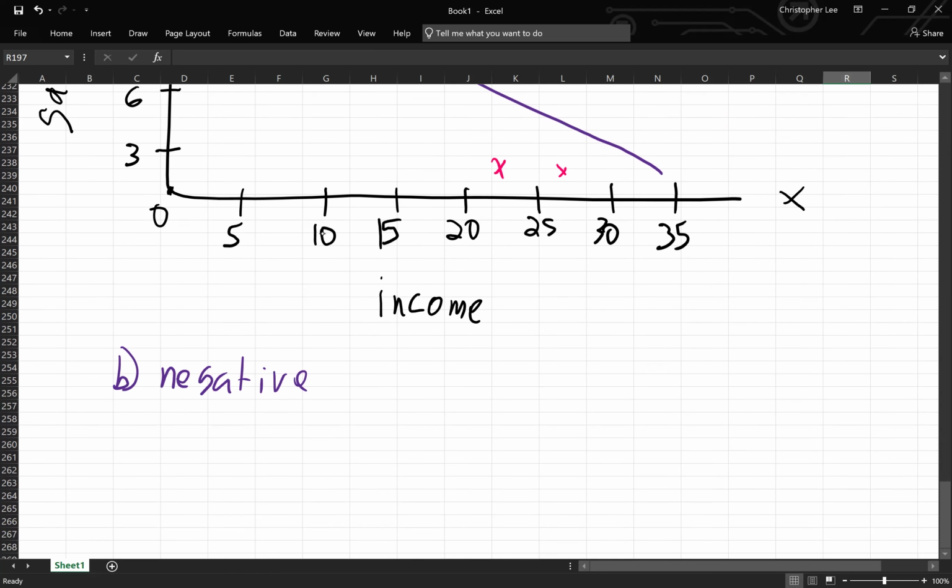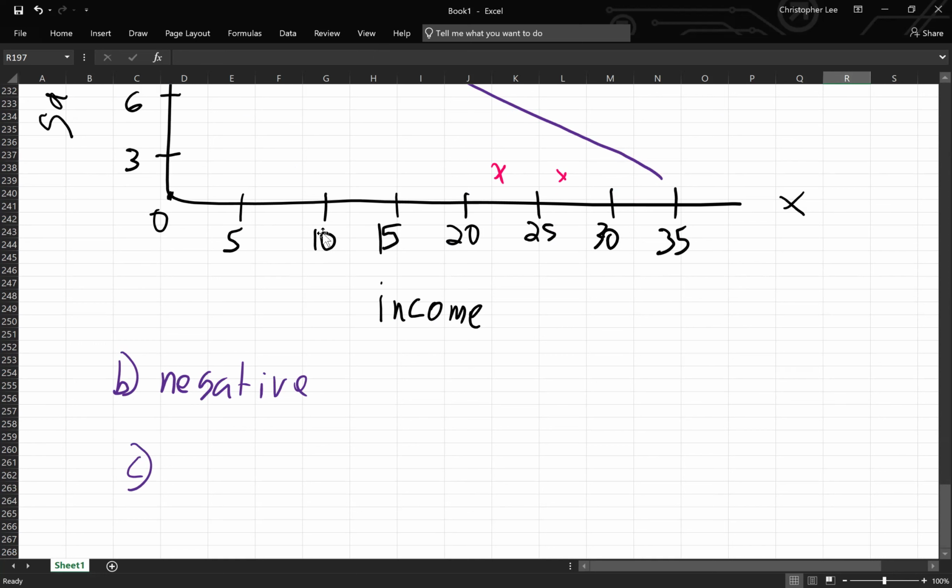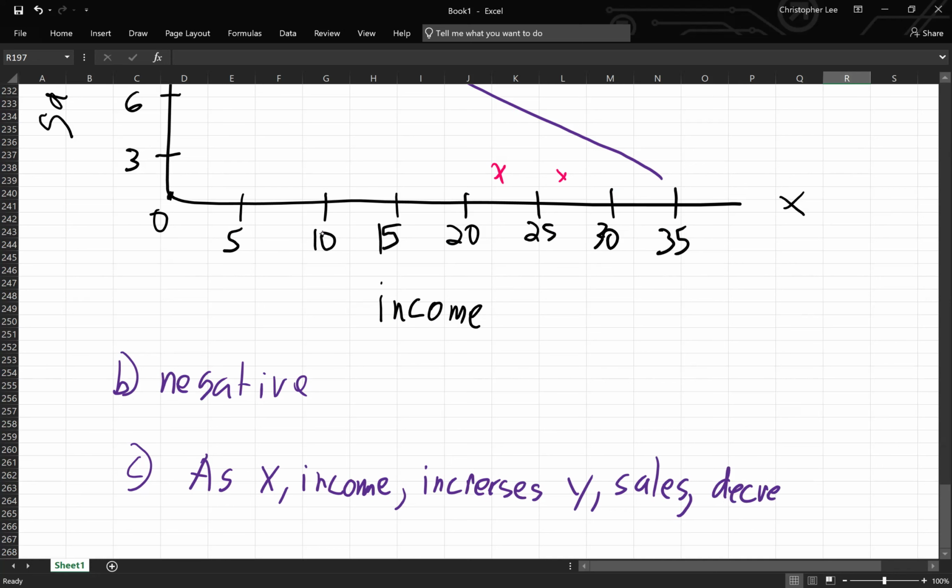Let me ask y'all a question though for C. What's the interpretation? As X, which is your income, increases, Y, which is your sales, decreases. Very good. That's perfect. That's well done.